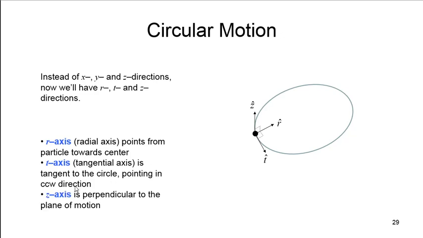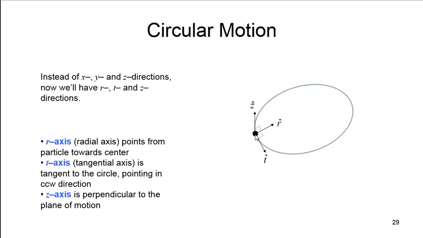And then we have the z-axis. The z-axis is perpendicular to the circle. So the z-axis will be coming straight up. And here I'm trying to show as best as I can that the z-axis and the r-axis are perpendicular to each other, and the r-axis and the t-axis are perpendicular to each other. All three of these axes are perpendicular to each other.